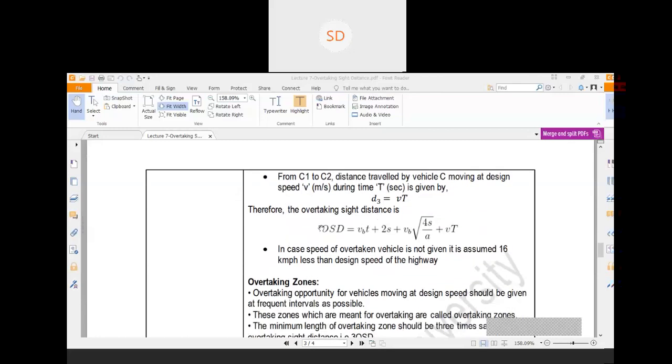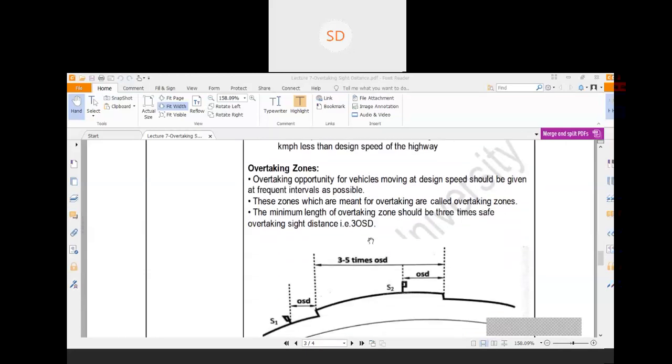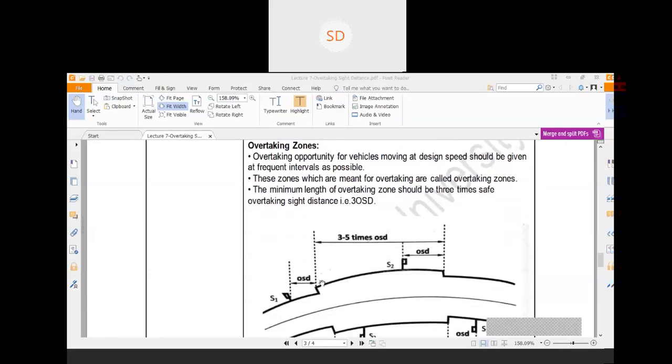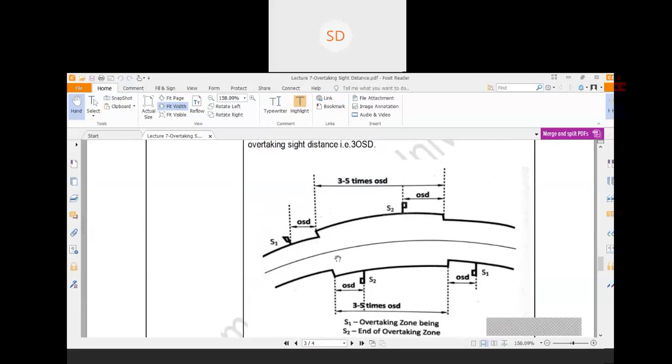Now, after that we have covered the overtaking sight distance. Now, let us discuss another thing, that is the overtaking zone. Suppose on the highway it is advisable to provide the overtaking sight distance. That overtaking sight distance is generally higher than the stopping sight distance, and it requires a longer space. Sometimes in the hilly areas, it is not always possible to provide overtaking sight distance in each and every portion of the road section.